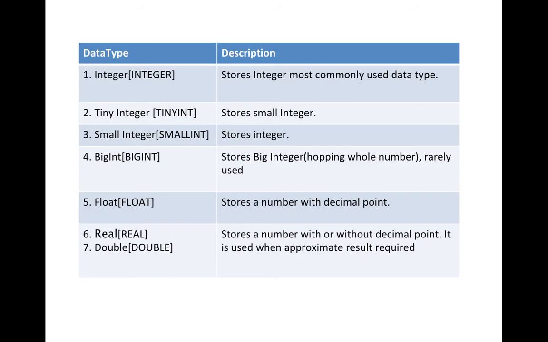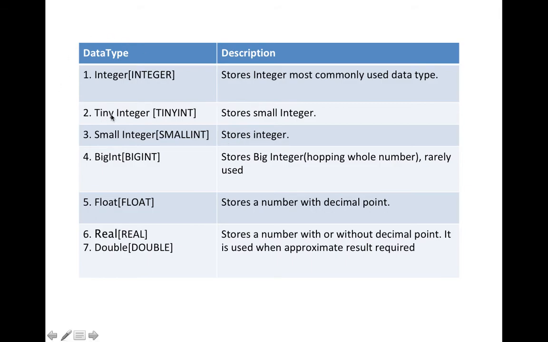Let's see this. Integer. Integer is the most commonly used data type. If you club the other integers, there is one tiny integer. Integer in general means a whole number, without decimal points. A number could be positive or negative for it to be an integer. An integer can have positive whole numbers and negative whole numbers.